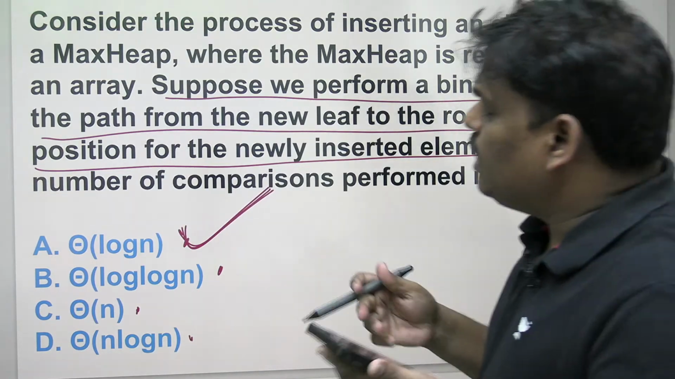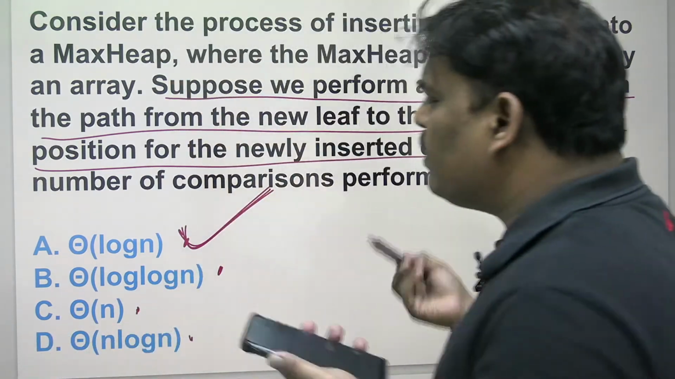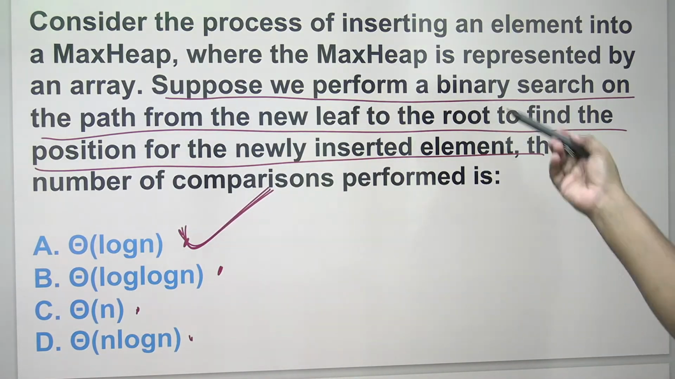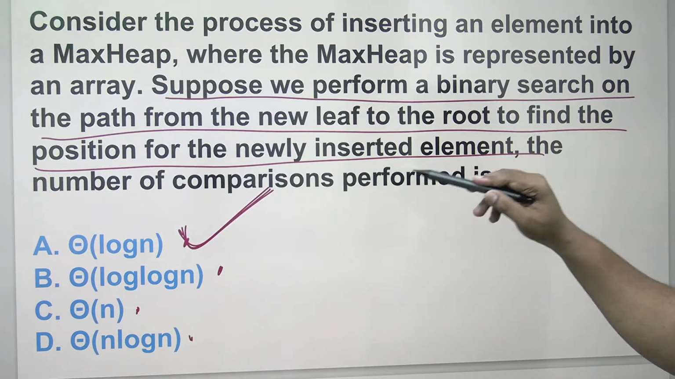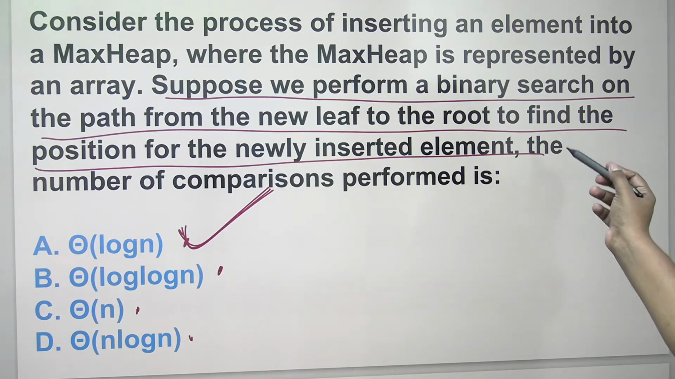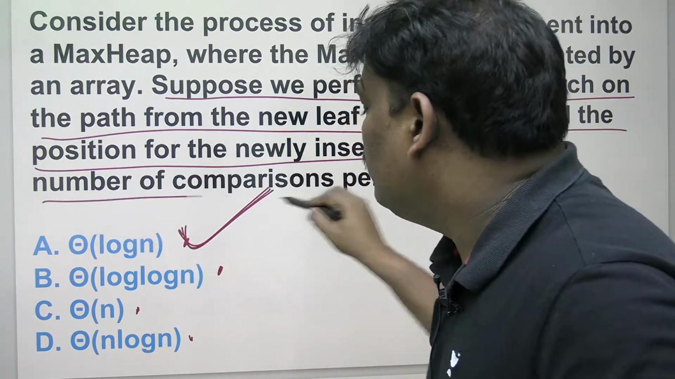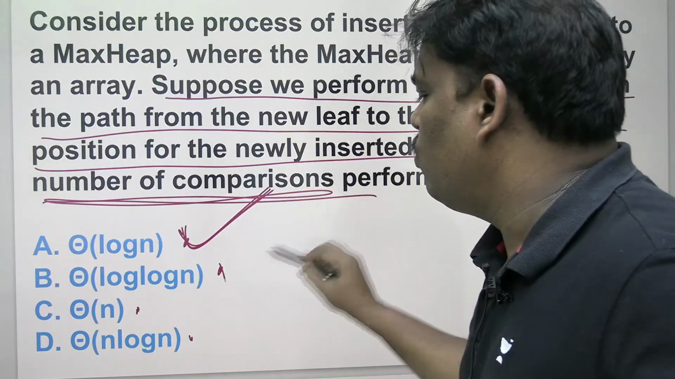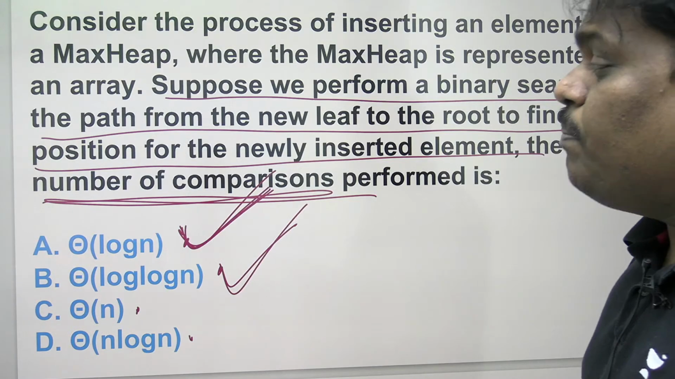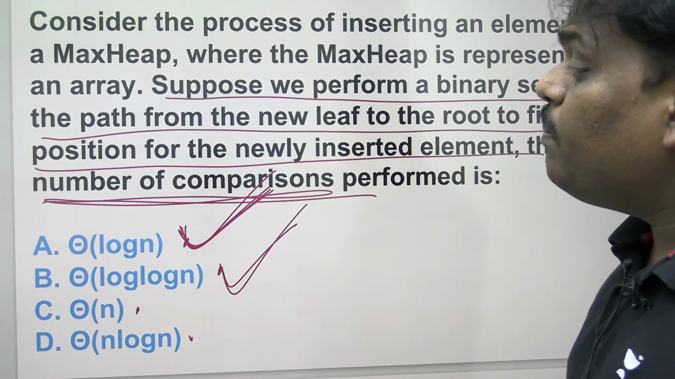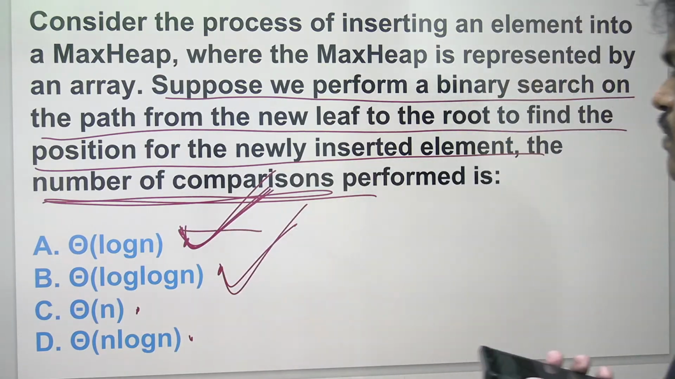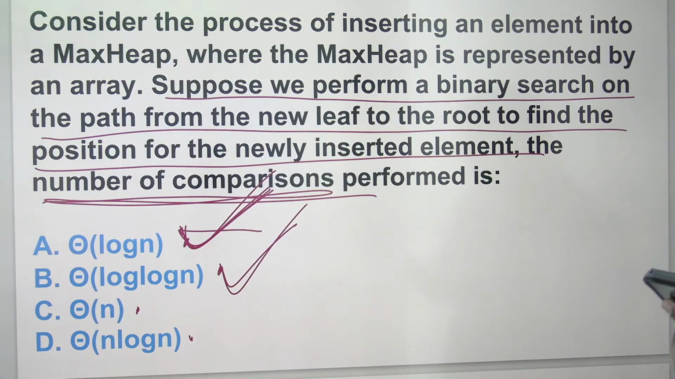Now some people asked about comparisons. So whatever they ask, we have to answer. Let me read the problem again. Suppose we perform a binary search on the path from the new leaf to the root to find the position of the newly inserted element. The number of comparisons is this one. Number of comparisons is log n, true. Time complexity is log n. Comparisons are log n. Time complexity log n. So answer for this problem is log n.